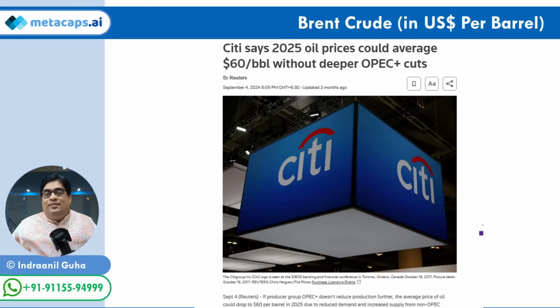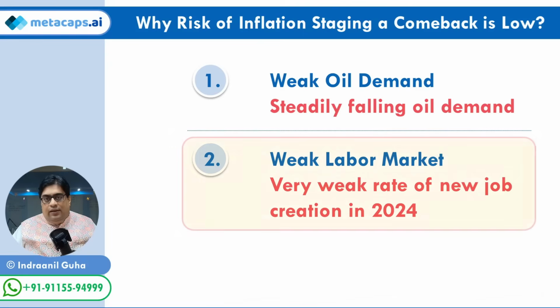What does this tell us about oil demand? Low oil prices are symptomatic of low oil demand, and low oil demand basically means lesser amount of goods and merchandise is being transported across the world. Lesser amount of goods being transported across the world basically indicates that there is a lower level of economic activity happening around the world. This is one of the most potent signs that the global economy is slowing down. This is one of the key reasons why I believe it's very unlikely that inflation would be able to make a comeback at this stage. Let's look at the next reason.